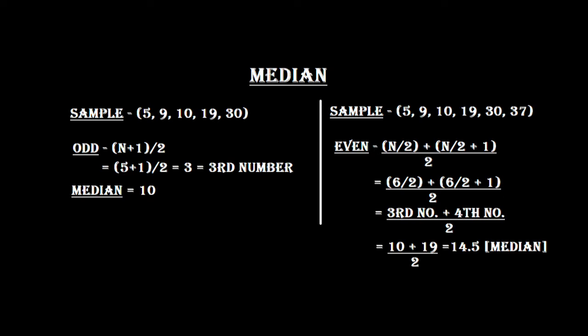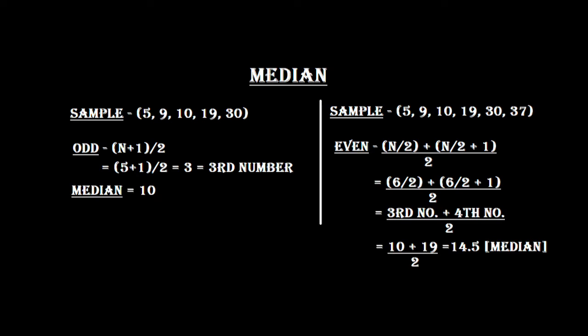Then you have to use a formula. Let n denote the total number of data in the sample. In this case it is 5. So we use the formula (n plus 1) divided by 2, or (5 plus 1) divided by 2. This gives 3 as the answer. So, the third number, 10, is the median value of the given sample.